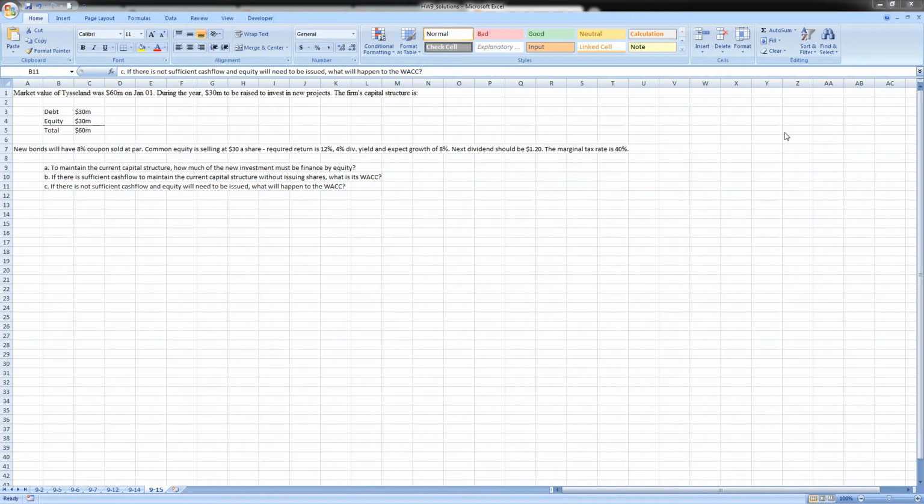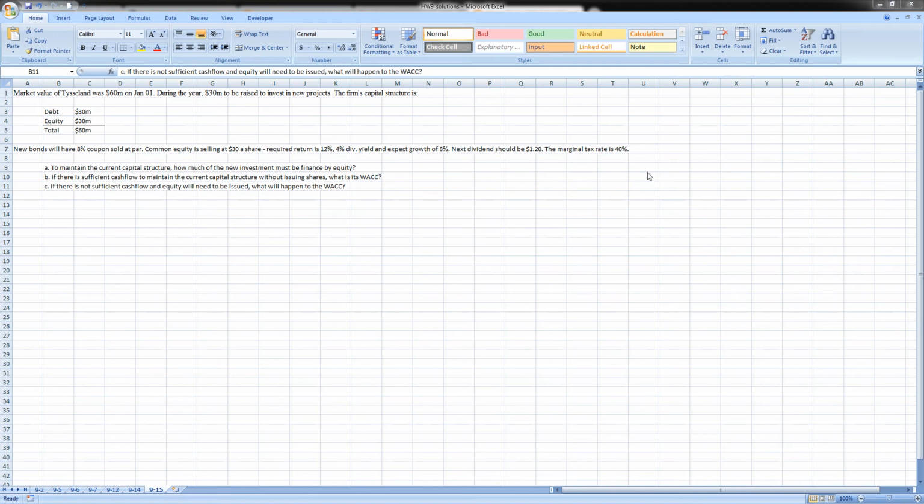New bonds will have a coupon of 8% sold at par. Common equity is selling at $30 per share, and the required rate of return is 12%. That 12% is composed of a 4% dividend yield and expected growth of 8%. The next dividend should be $1.20. The marginal tax rate is 40%.